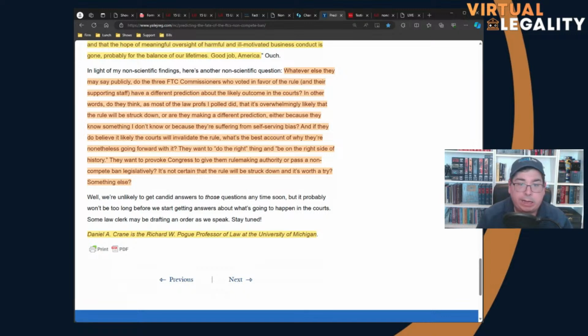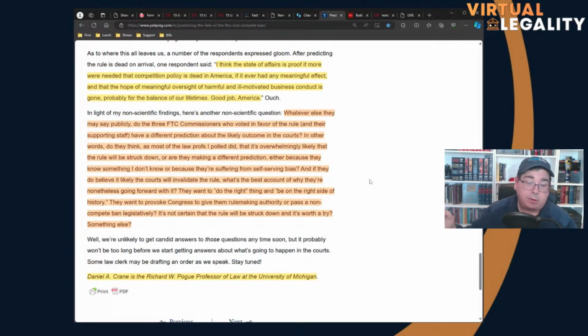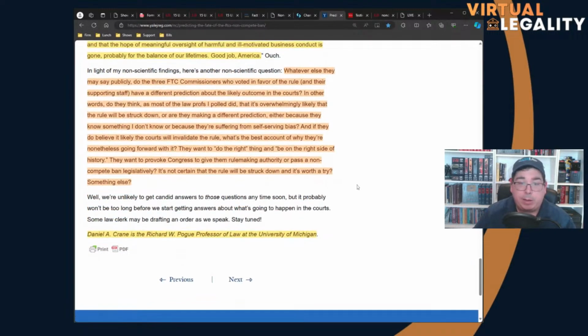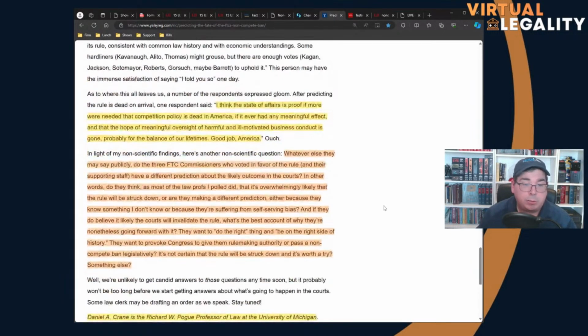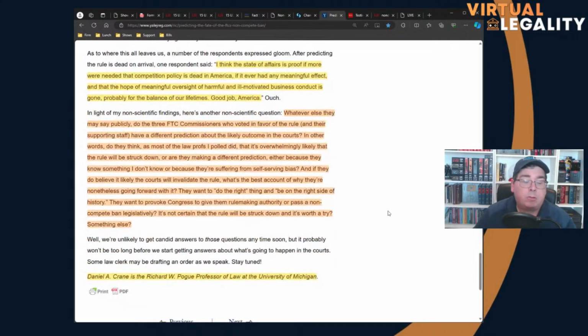They want to do the right thing and be on the right side of history. They want to provoke Congress to give them rulemaking authority or pass a non-compete ban legislatively. It's not certain that the rule will be struck down, and it's worth a try. Something else? And he says we're not likely to find the answer to that question anytime soon. And again, I did say this was a professor of mine back at Michigan Law School, I believe. So take my thoughts on this article with whatever grain of salt you want to apply there. But I think these are all good questions.